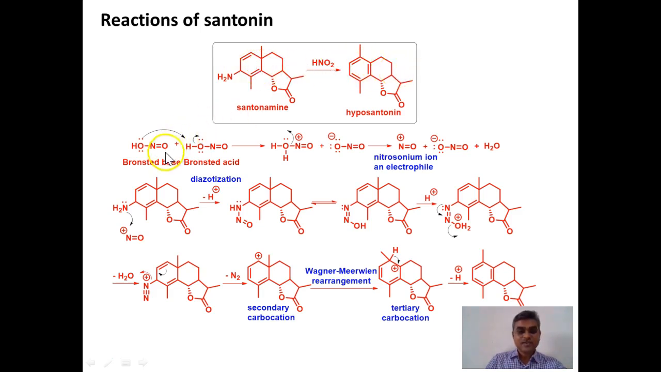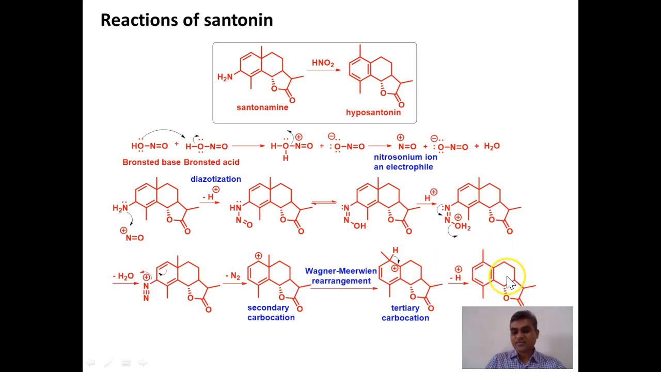So the reaction of one nitrous acid with another nitrous acid forms the nitrosonium ion. The nitrosonium ion is an electrophile and it participates in the diazotization reaction, and we get a diazonium salt at the end. Now this N2 is a very good leaving group, and when it is lost we get a carbocation, and this carbocation undergoes allylic rearrangement, it undergoes Wagner-Meerwein rearrangement. Here a 1,2 methyl shift is occurring and we get another carbocation, and finally this carbocation is converted into an aromatic compound. So the driving force for the Wagner-Meerwin rearrangement is the formation of an aromatic compound at the end.